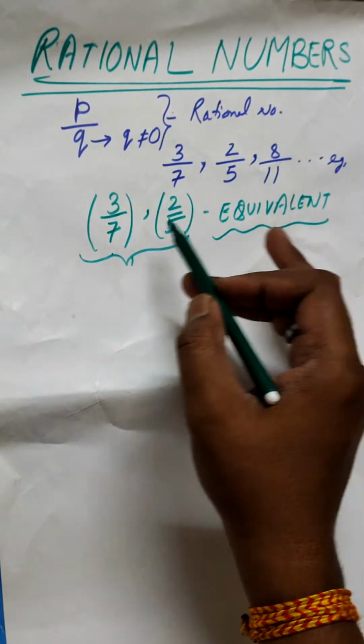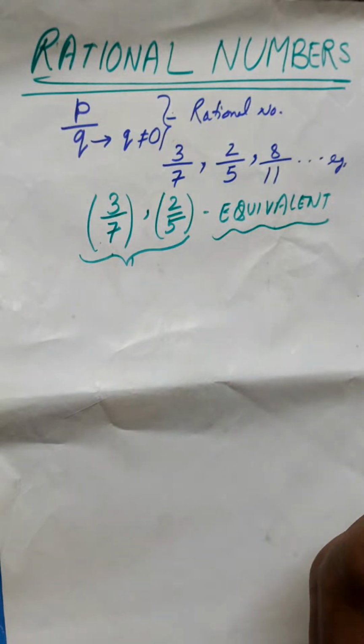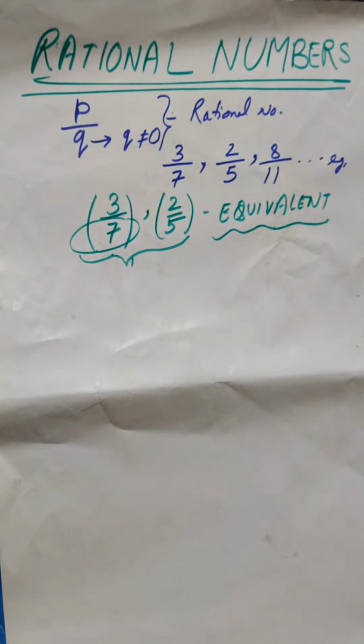So to convert two given rational numbers into equivalent rational numbers, what do we do? You just compare the denominators of both, right?